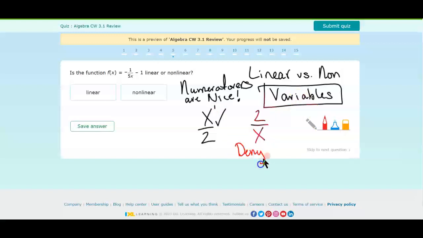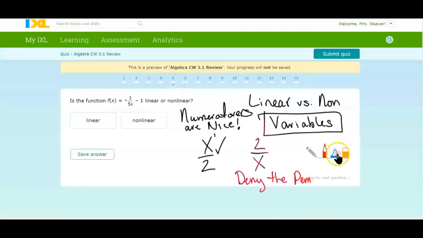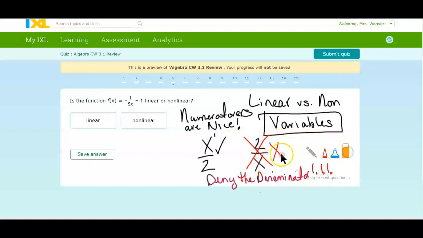Deny the denominator. Oops. No, did it erase all my work? No. Okay. Let's go back. Deny the denominator. This is bad. Bad. Okay, x not good for this. Back it up, because x means things.